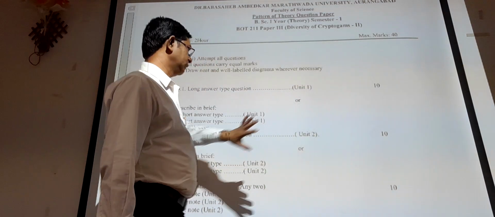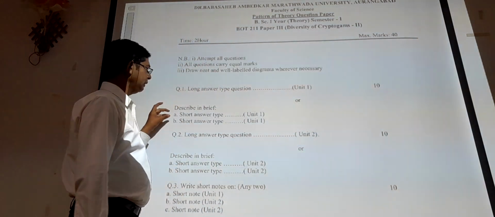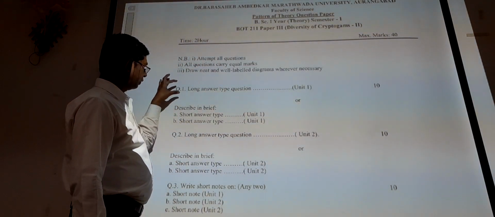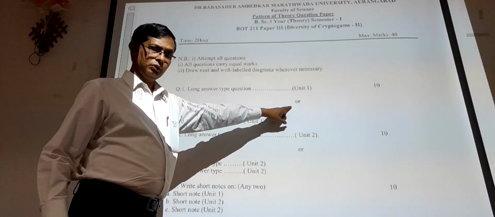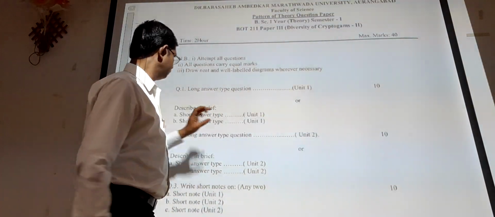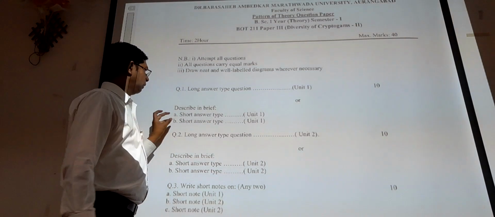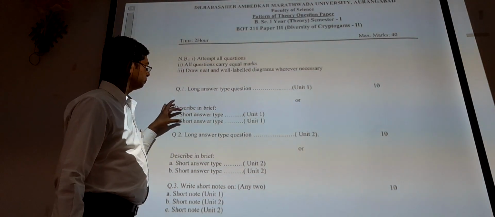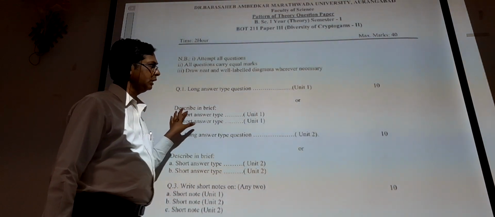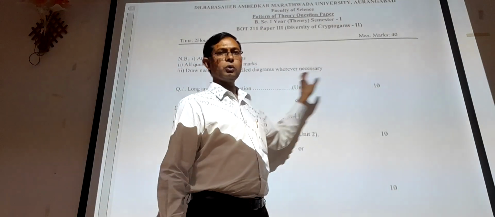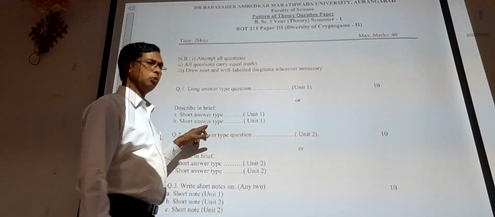Along with that, you can see here for this question number 1 there is an 'or'. You can write this question or you can write this short answer and this short answer. So this short answer A and B is also having the 10 marks. So either you can write this or you can go for this.